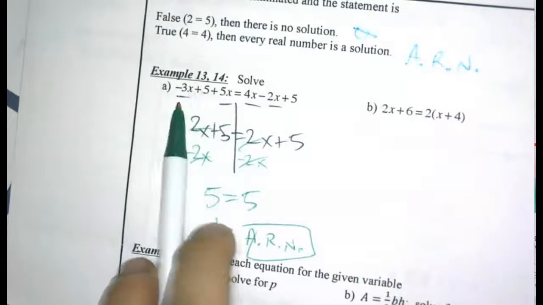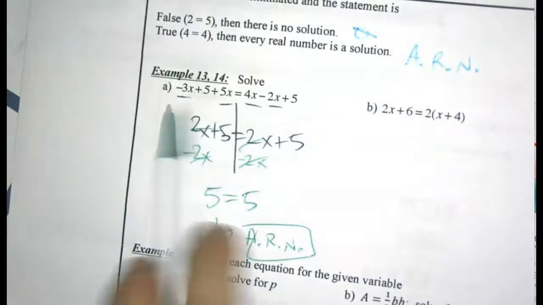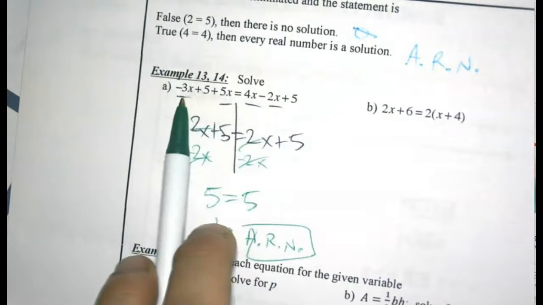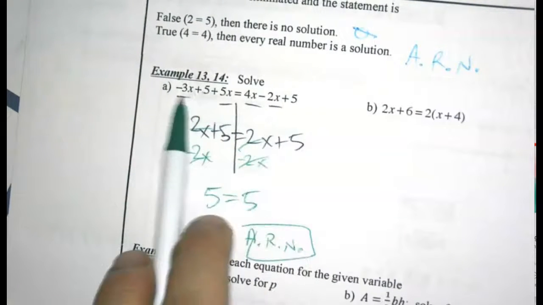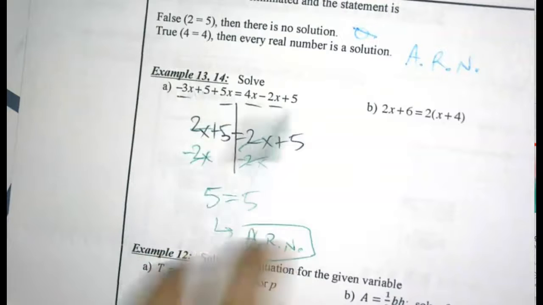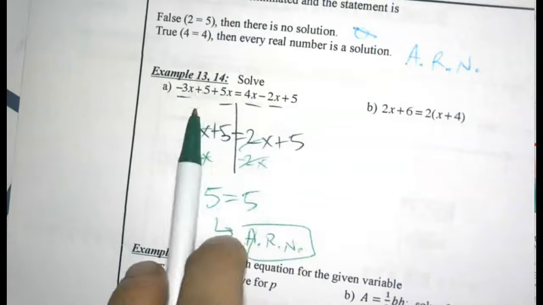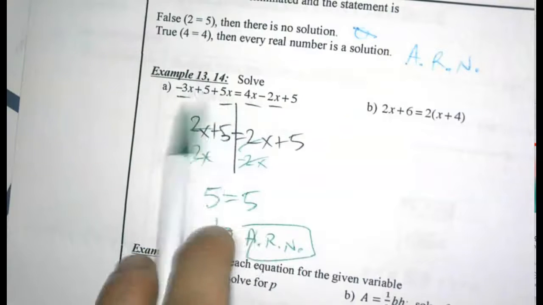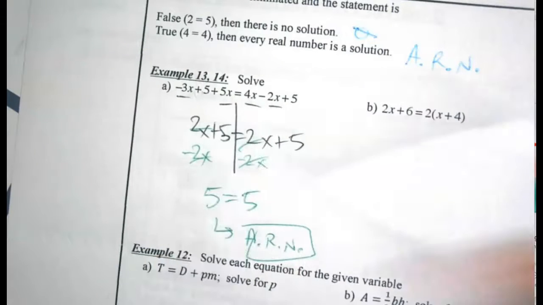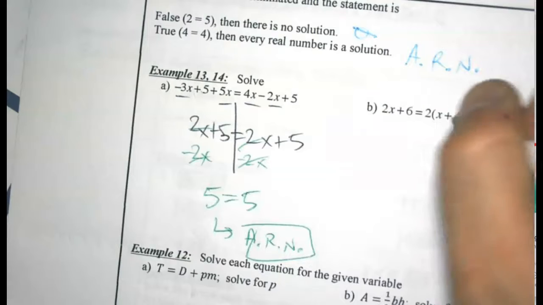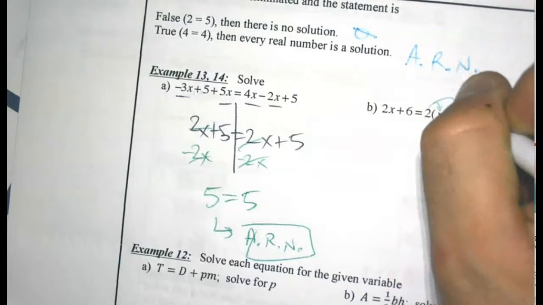meaning any number I plug in on the left and on the right for x will result in equal values on both sides. If I plug in just a 0, I'll get 5 equals 5. If I plug in a 2, if I plug in a 10, if I plug in a negative 50, it doesn't matter what I plug in for x, the two sides will always be equal. That is what it means. All real numbers.